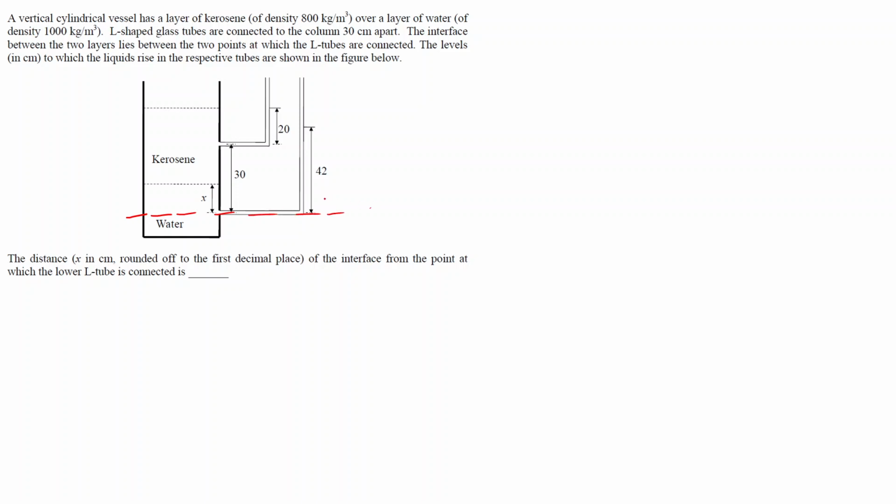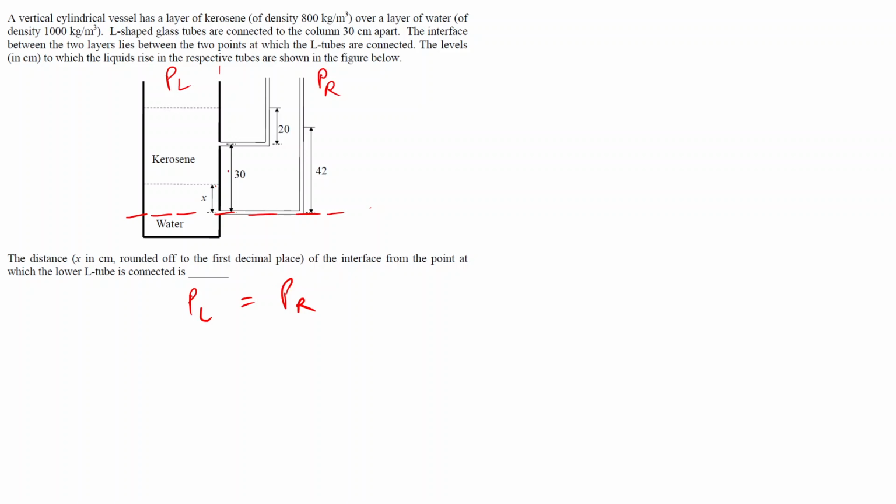And then we can write the pressure balance on the left side and the right side. So if this is our left side and this is our right side, then we can write the pressure balance equation on both the sides. That is PL should be equal to PR. So we can write PL is equal to PR, and our main task is to find this X.